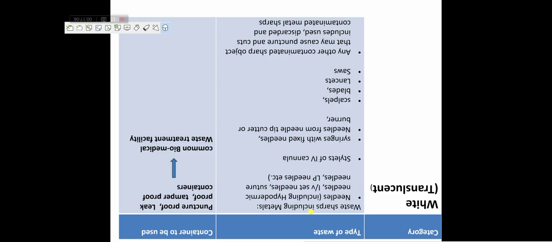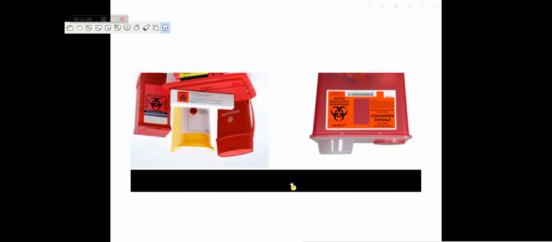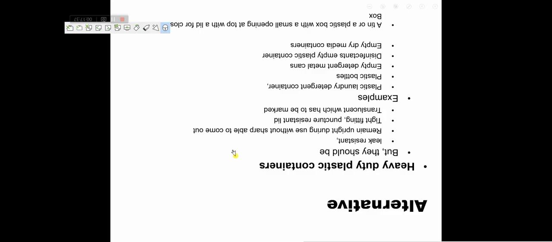And for that there will be containers which are puncture proof, leak proof, tamper proof. Why? Because they have needles and all, right? If it is not puncture proof, they can come out of the container, which is dangerous. So that is why the container should be harder, puncture proof. Now these are some types of the containers, right?